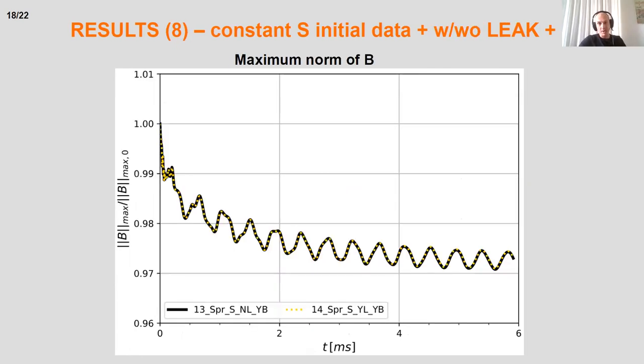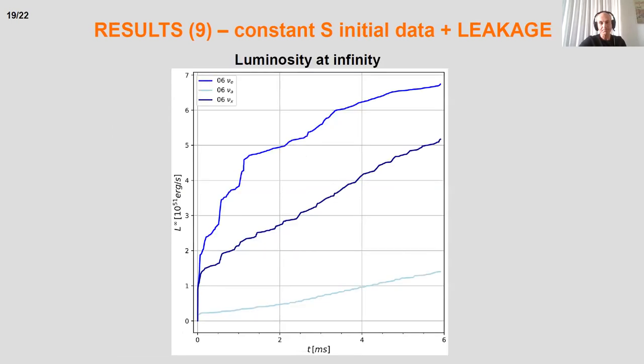We show also a comparison between the leakage versus non-leakage magnetized maximum norm of magnetic field. So here we see that implementing leakage doesn't interfere with the magnetic field evolution.